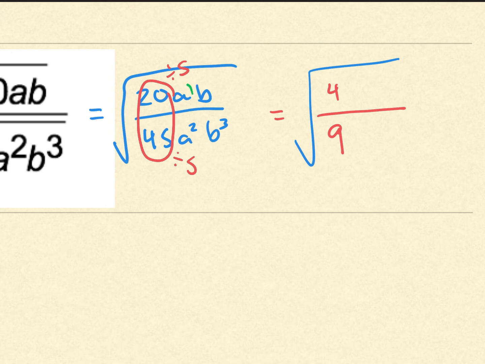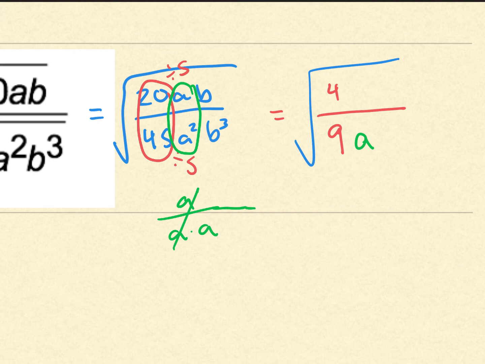And then looking at the A's. I have 1 A on top and 2 on the bottom. What's 1 minus 2? -1. So where do you think that A is going to go? At the bottom, because your negative exponents go on the bottom. Another way you can think about it is I have A over A times A, so the A's cancel, and I'm just left with an A on the bottom.